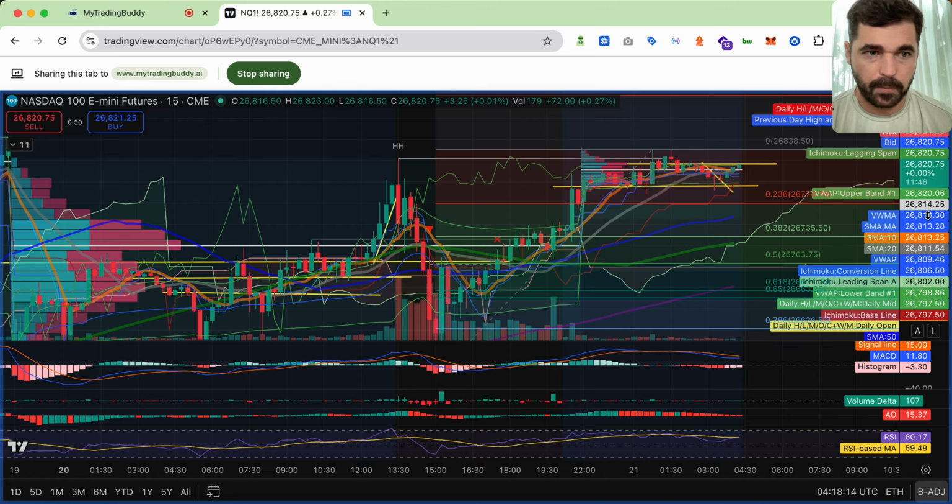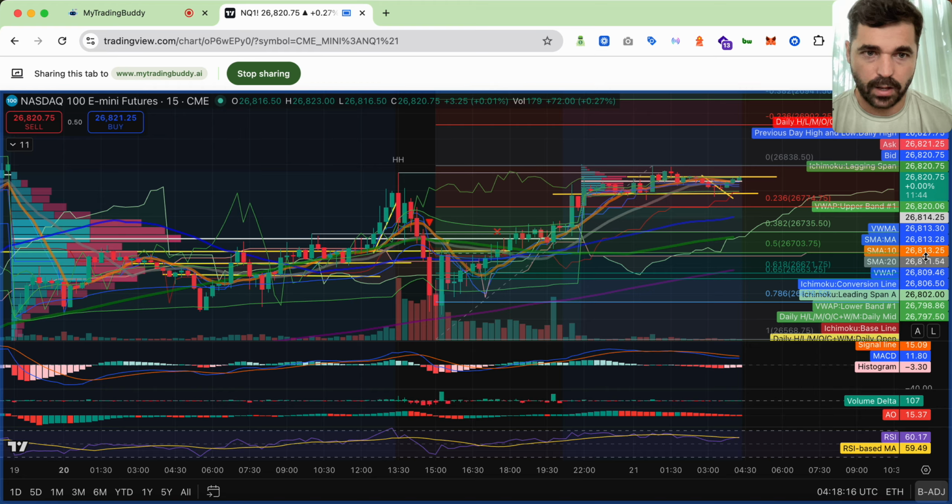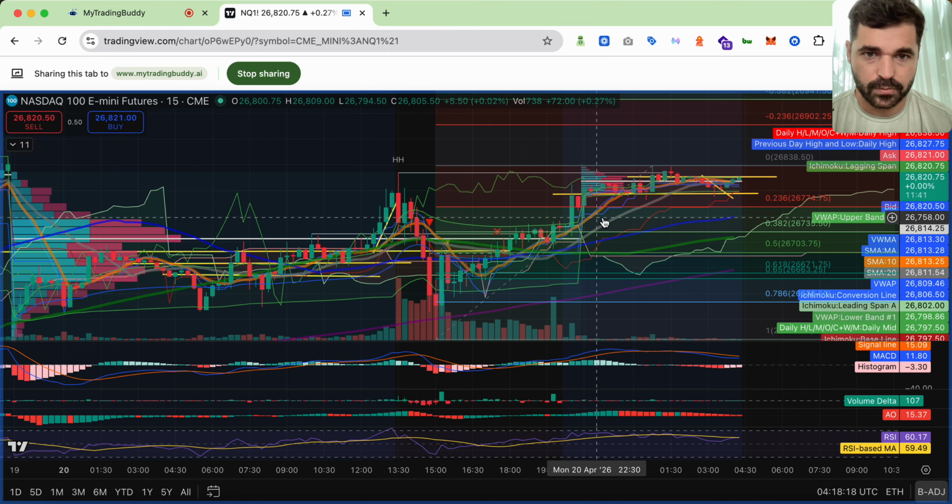Yeah, so based on this chart right here, tell me exactly how ICT or smart money concepts would see where the order blocks, where's the major order blocks, and then also within the chat you have.